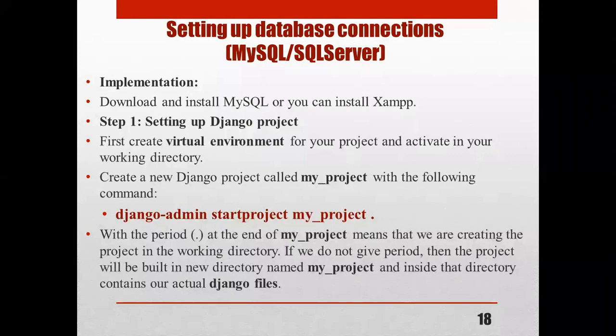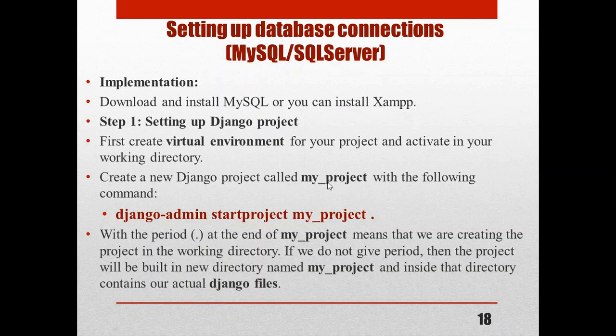The first step is to set up the Django project. First, we have to create a virtual environment for the project and activate it in our working directory. Then we create a new Django project.